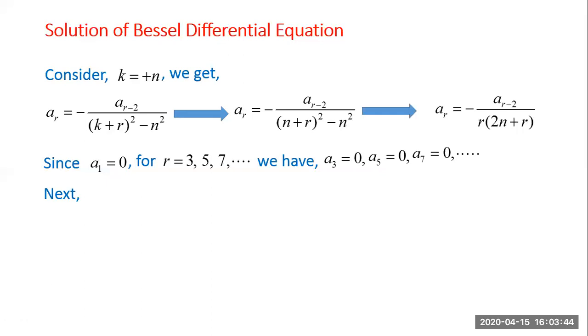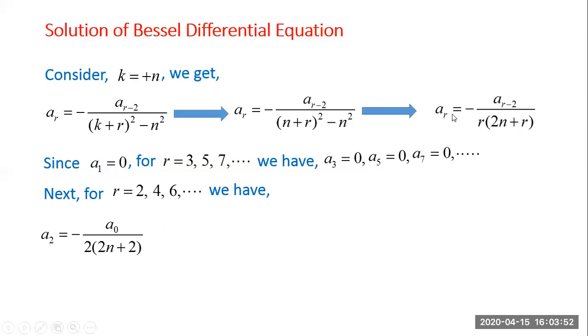Next, let us test by taking r is equal to 2, 4, 6, and so on, even numbers. For r is equal to 2, I get minus a naught divided by 2 into 2n plus 2. We don't know the value of a naught, so we'll keep a naught as it is. Taking 2 common here, I get minus a naught divided by 2 square into n plus 1. So a2 value is minus a naught divided by 2 square into n plus 1.